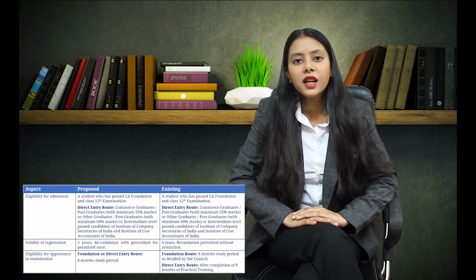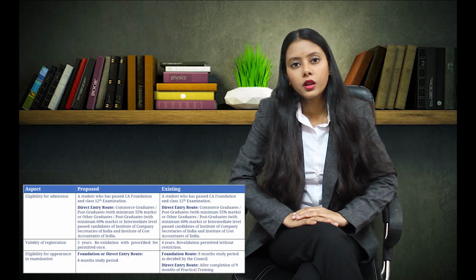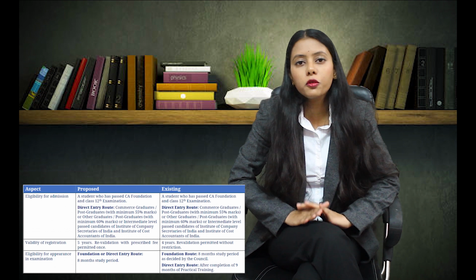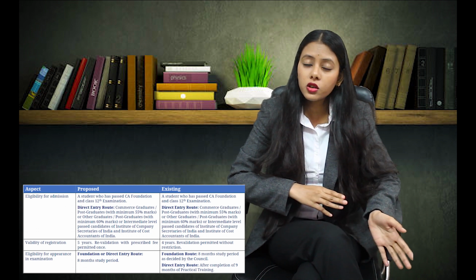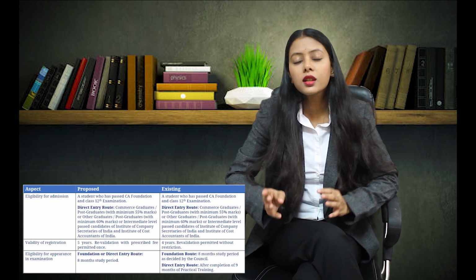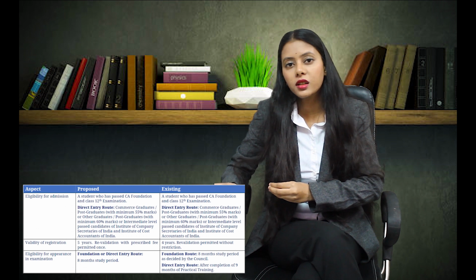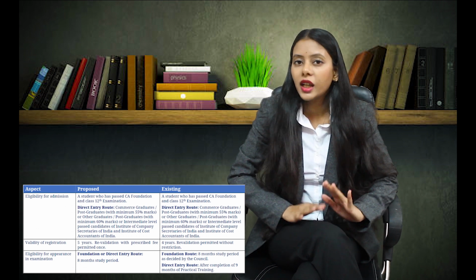Now let's talk about the next phase, CA Intermediate. Here, CA Foundation students and direct entry students enroll. There is a change for direct entry students. Earlier, they needed to go through 9 months of practical training, and then they could appear for the CA Intermediate exam. But now, both CA Foundation students and direct entry students can appear for the CA Intermediate exam only after a gap of 8 months of study period.